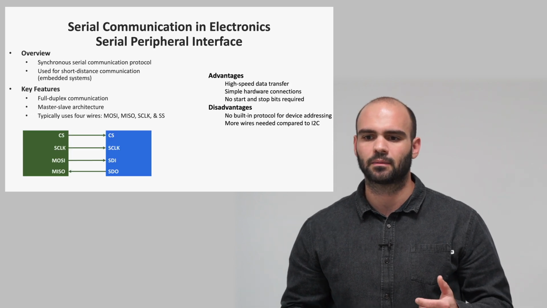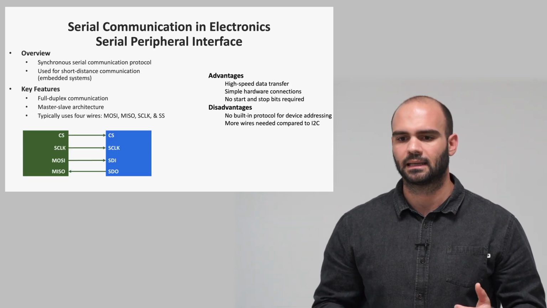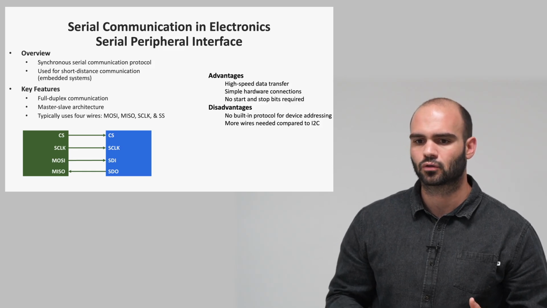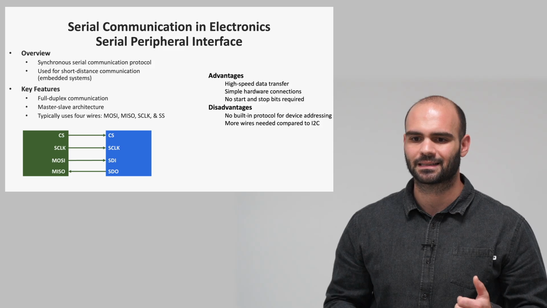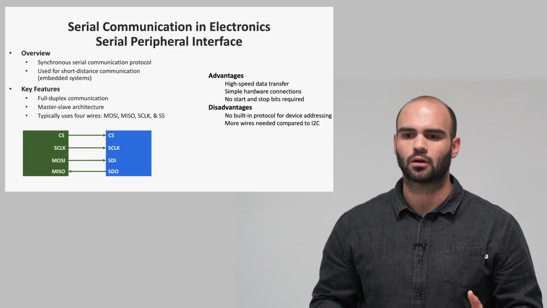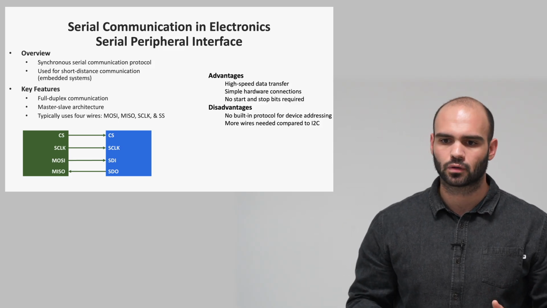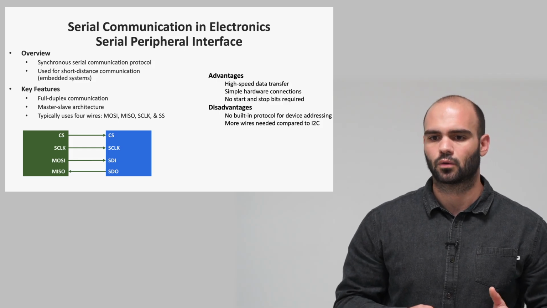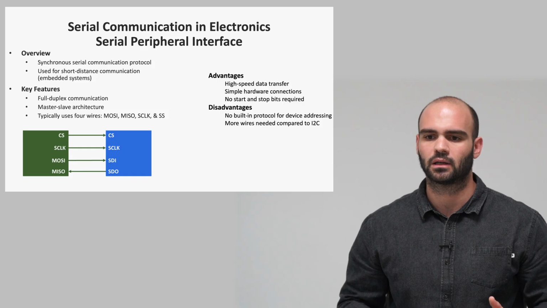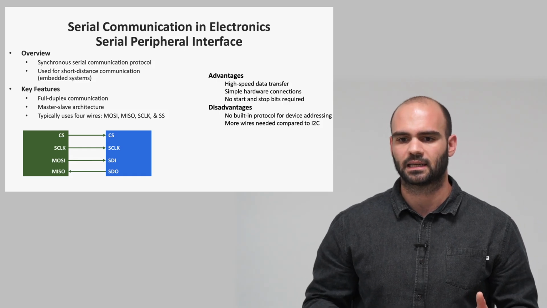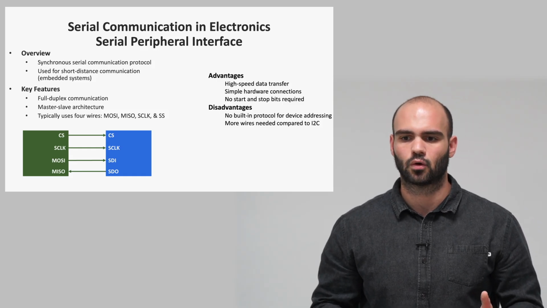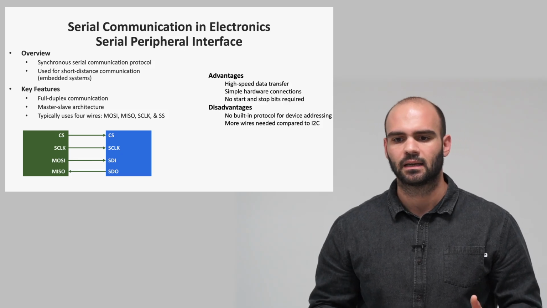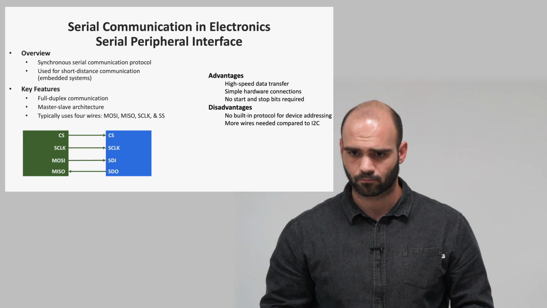Now, let's look at another important serial communication protocol, the Serial Peripheral Interface, or SPI. SPI is a synchronous communication protocol, which means data is sent in sync with a shared clock signal. It's mainly used for short-distance communication, especially in embedded systems. It works in a master-slave architecture and usually uses four main lines: MOSI for sending data, MISO for receiving data, SCLK for the clock signal, and CS or SS for selecting the slave device.